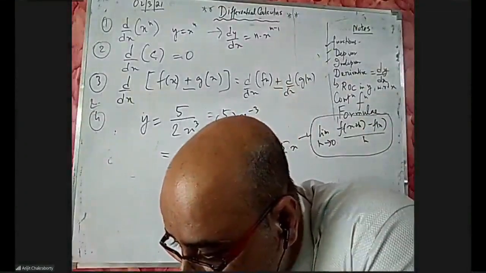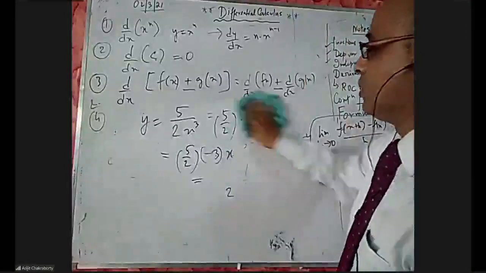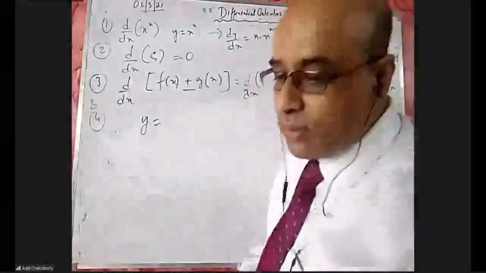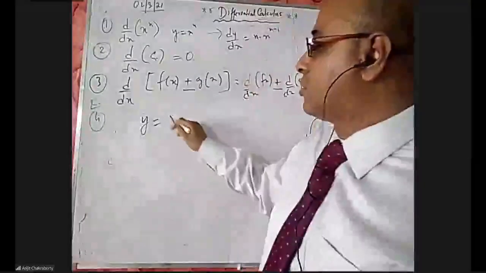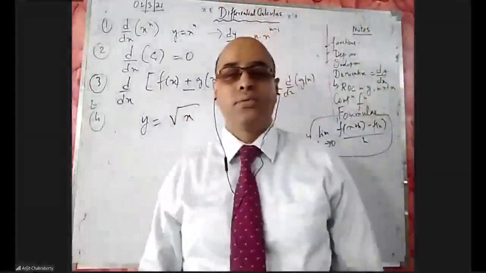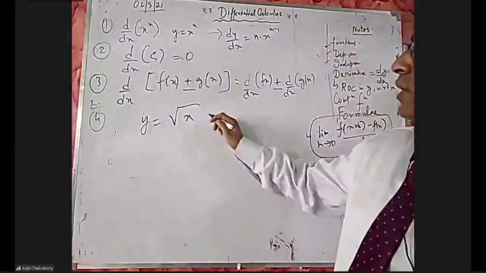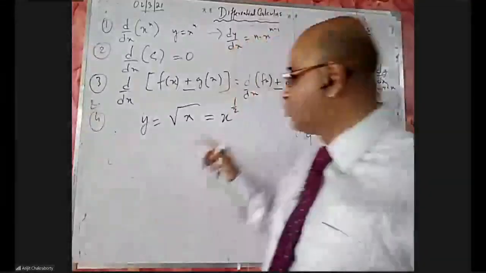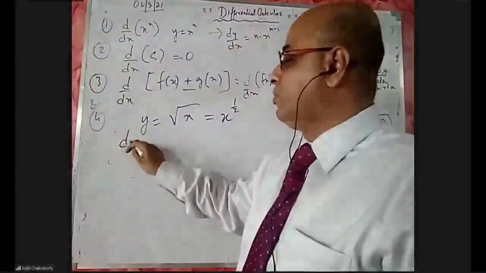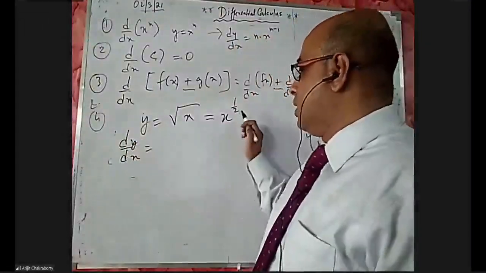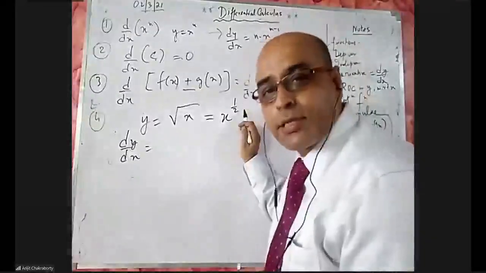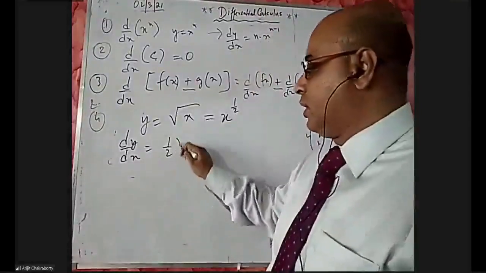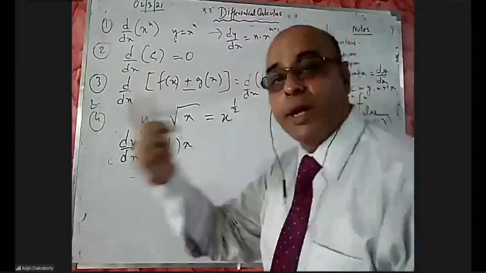Fine. We'll take one more example of a different type and see. So now you are given that y is equal to square root of x. You have to find dy by dx. So square root of x I can write as x to the power half. Simple. So this is of the form x to the power n. So dy by dx will be n x to the power n minus 1. So it will be half into x to the power half minus 1.